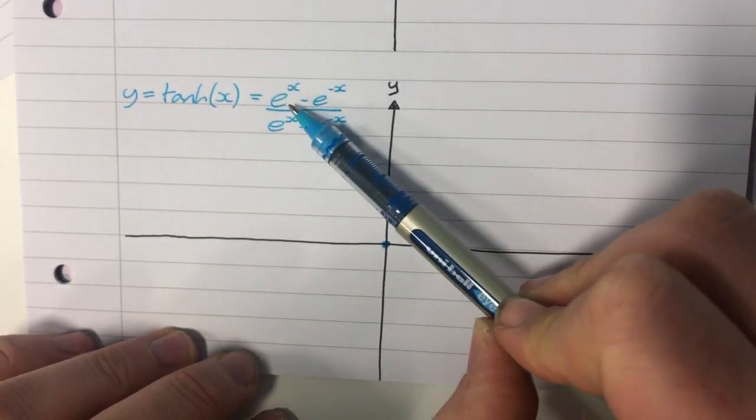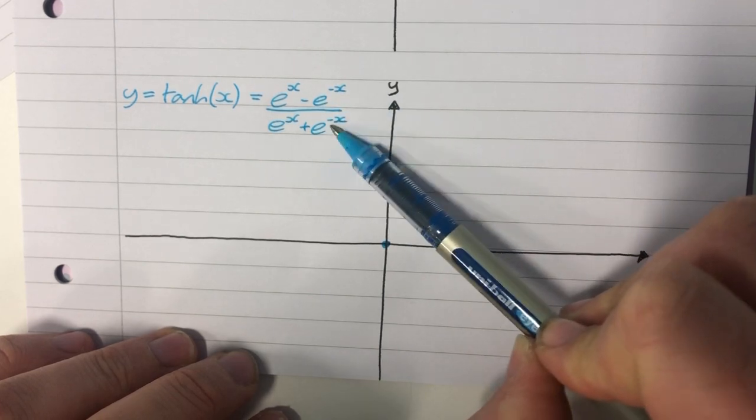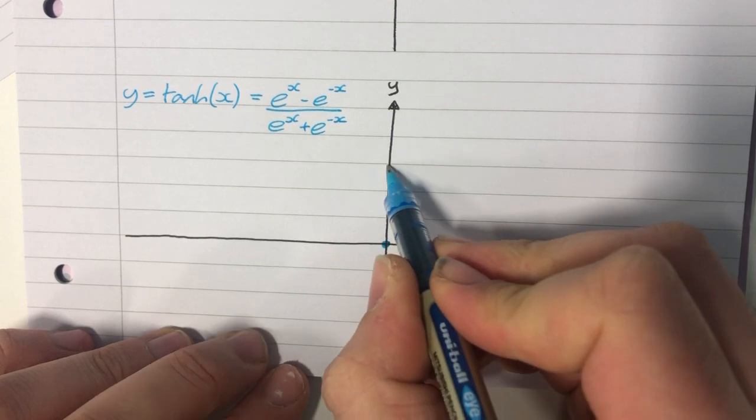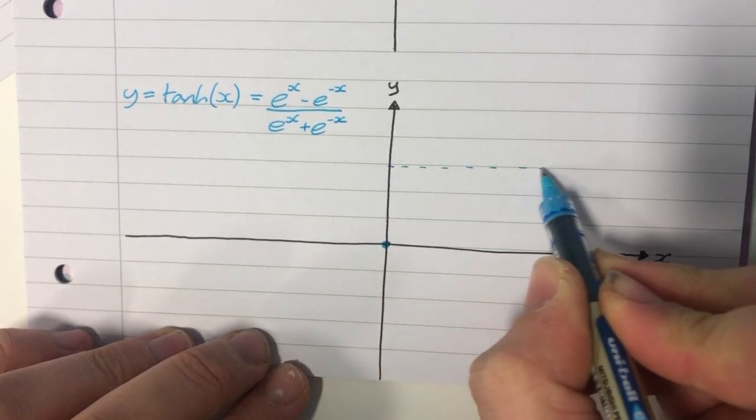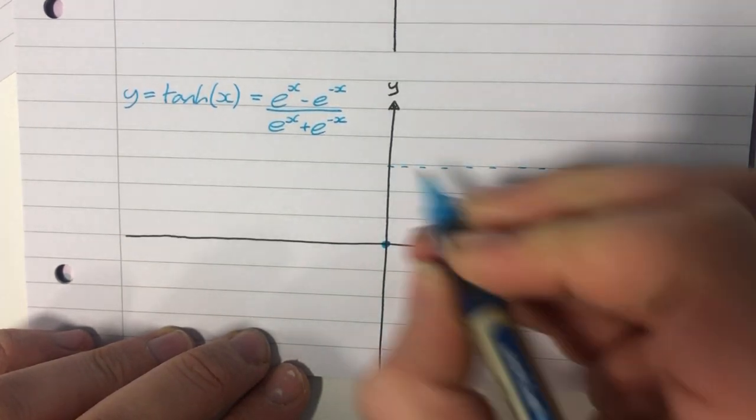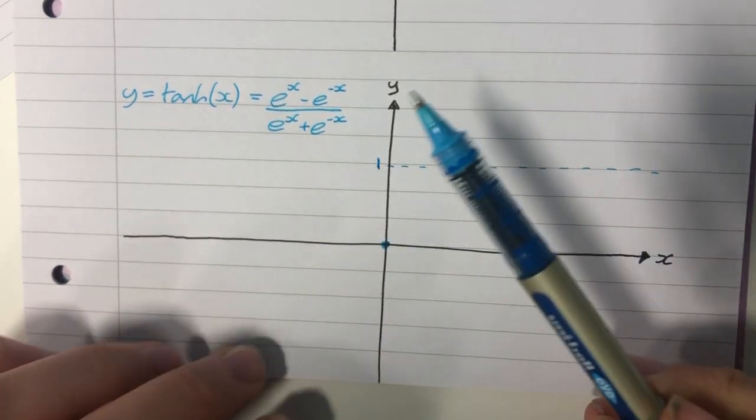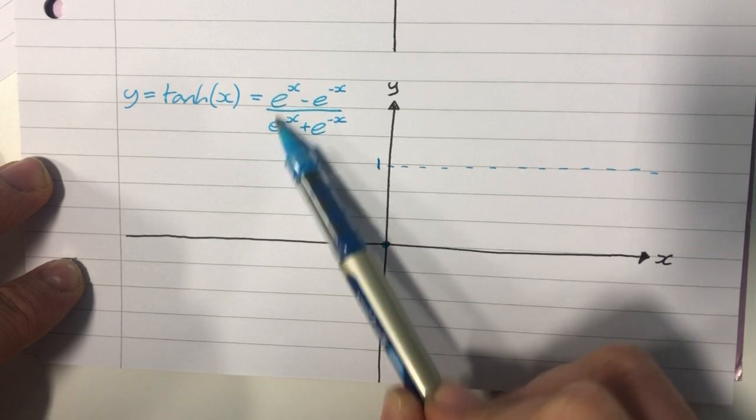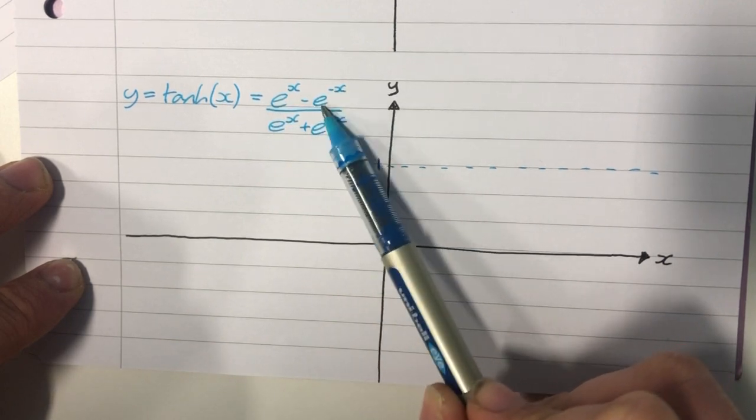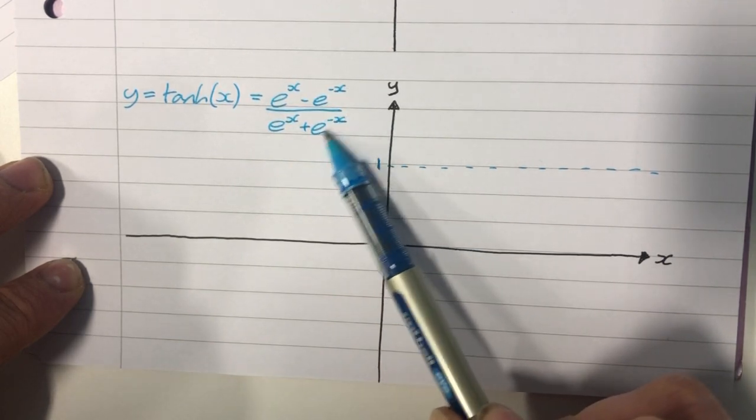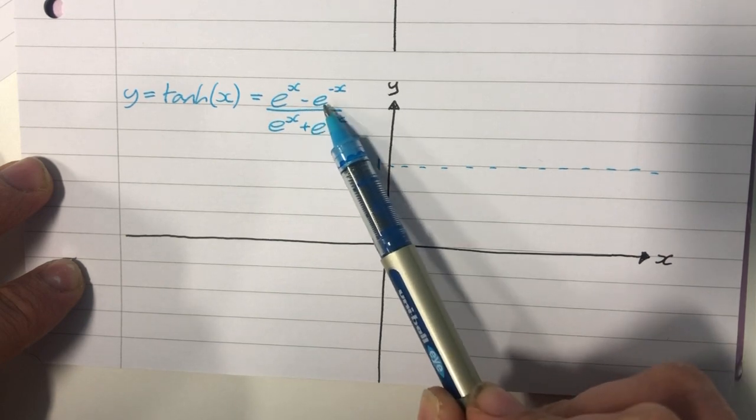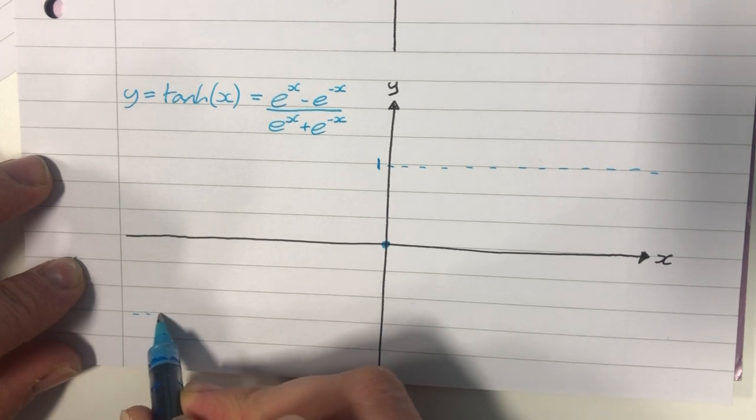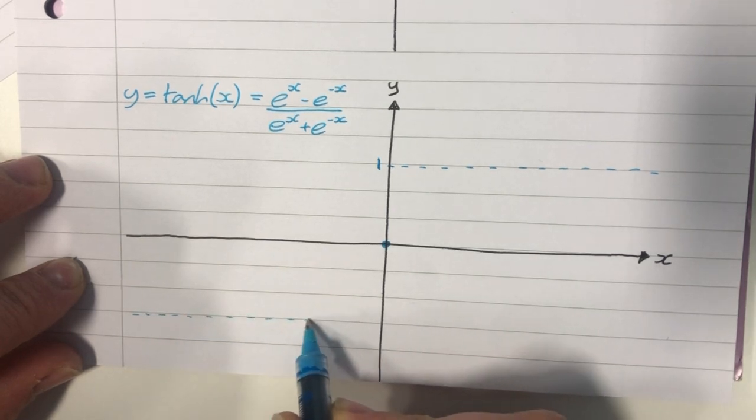As x gets really big, that's going to go to 0 and that's going to go to 0, so we're left with e to the x over e to the x. So it's going to tend to 1 as x tends to infinity. So we're going to have a nice horizontal asymptote. And as x tends to negative infinity, these two are going to be going to 0. This one is going to go to e to the x. This is going to go to e to the x. So we're left with minus e to the x over e to the x, which is minus 1. So it's going to tend to minus 1 as x tends to minus infinity.